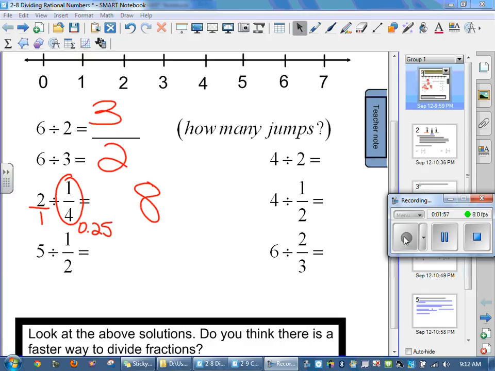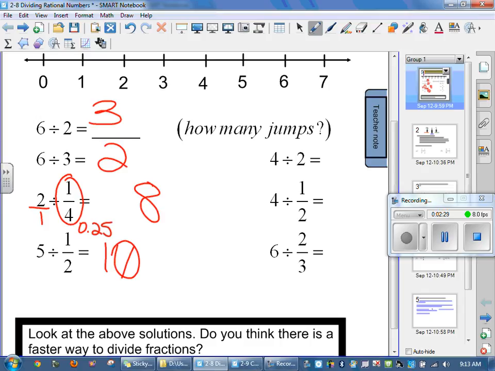5 divided by a half. How many halves are in 5? Well, first of all, one whole has 2 halves, correct? 2 halves make 1 whole. Okay, so 2 make 1. How many are going to make 5? 10 of them. You can also write that fraction as 10 halves or 8 quarters.